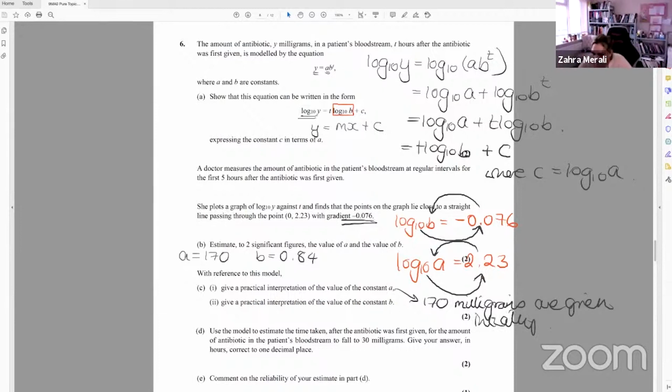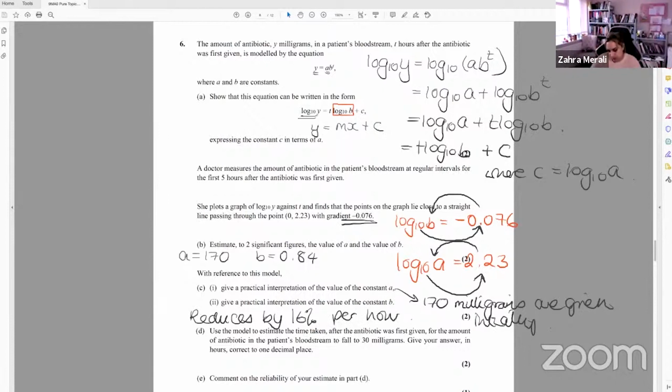The constant b is how much it goes down by, or the rate it reduces by in this case, which is 0.84 every hour. So actually it's becoming 84% of its original every hour. That's what it represents. So you could say the antibiotic is reducing to 84% of its original, or it reduces by 16% per hour, because 100 minus 84 is 16 per hour.